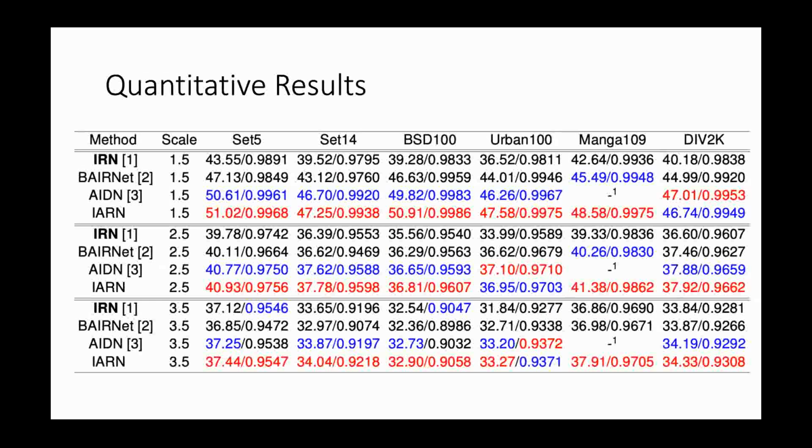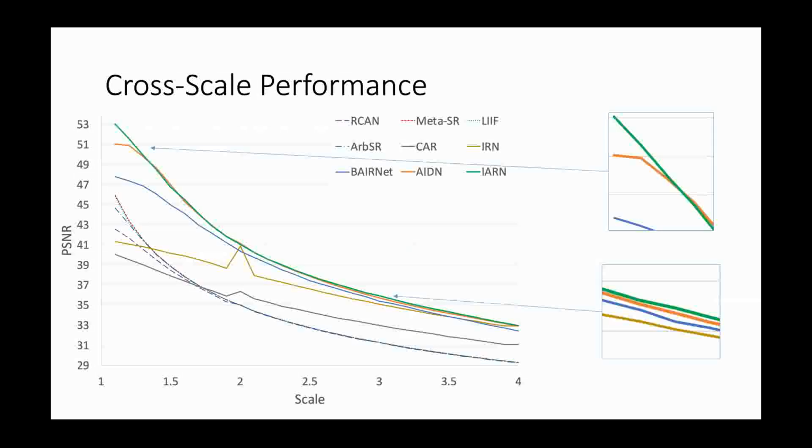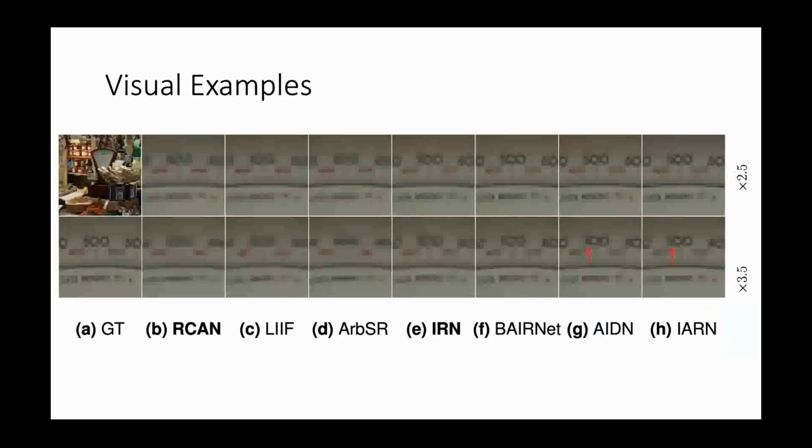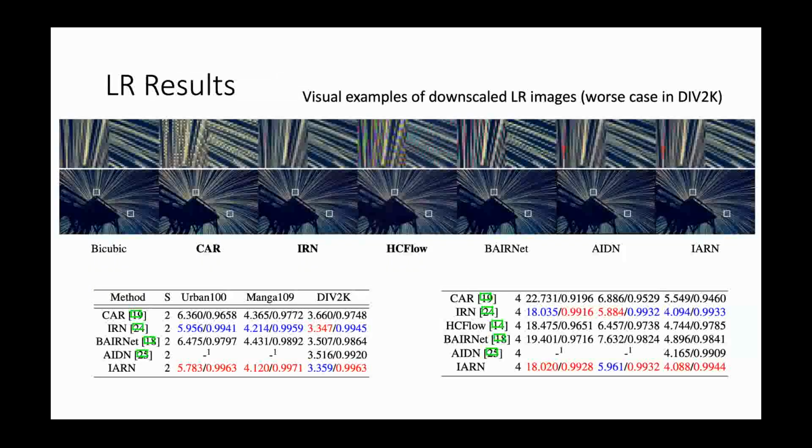Quantitatively, for different datasets, our IARN is the best overall, and also continuously over the scale between 1 and 4, our model is leading everybody else, including the concurrent AIDN, as in the magnified view that shows the difference. Ours is the green versus the orange of AIDN. And these are the visual examples to show our higher performance.